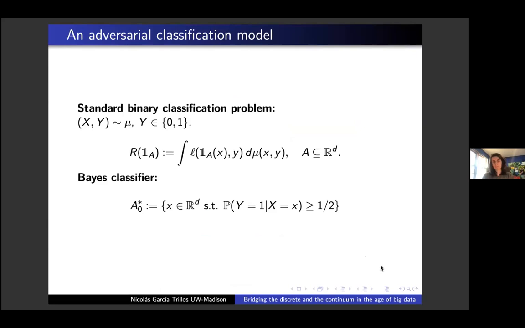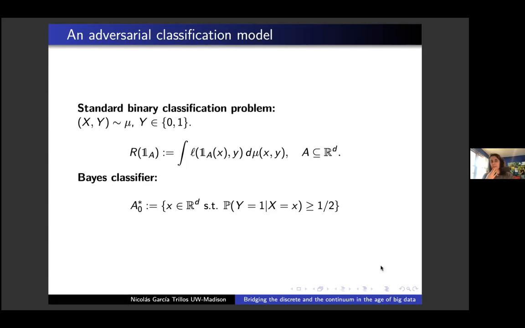We're going to be restricting our attention to binary labels, so 0, 1. And the idea is you're trying to build a classification rule. In this case, it's just a set in R^d. So if you have a point inside the set, you're going to be classifying that point as a 1. If you have a point outside the set A, you're going to be classifying things as a 0.